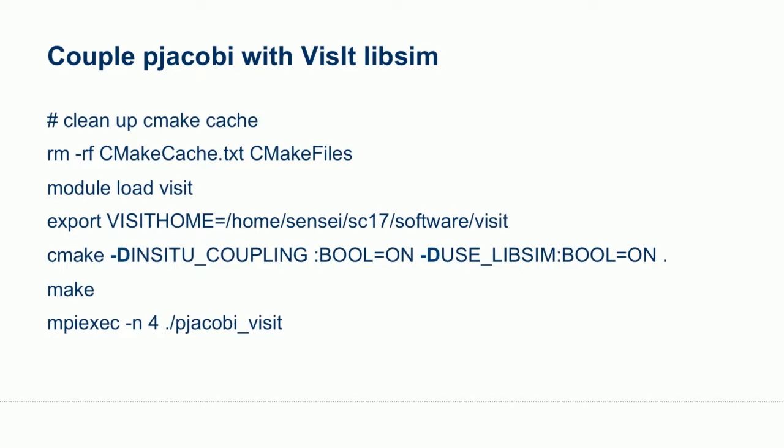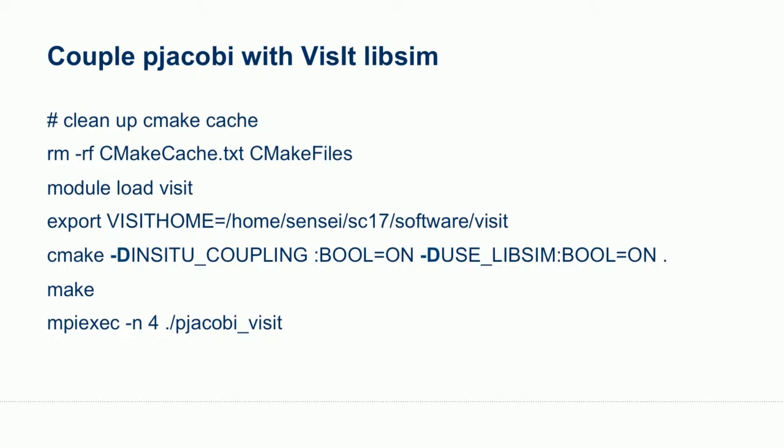I have three flags in the CMake list file. Use libsim as a boolean, use catalyst as a boolean, and then the third one, which is in situ coupling. I can turn that off altogether, and if I do so, I compile the straight standalone version of the code without any coupling. It runs to the end, dumps a file, and that's it.